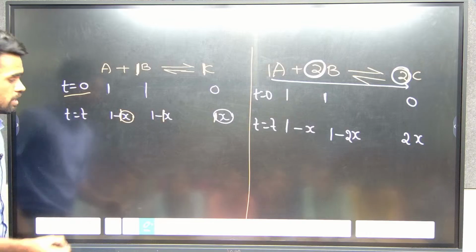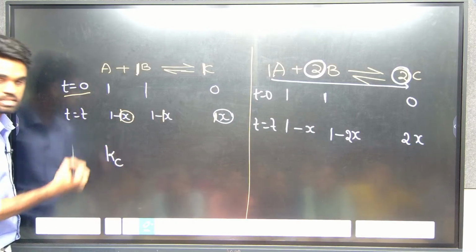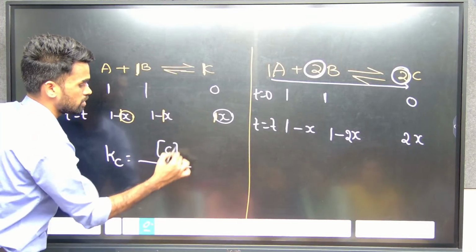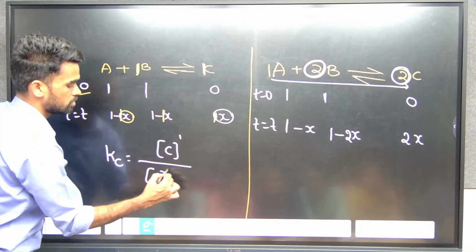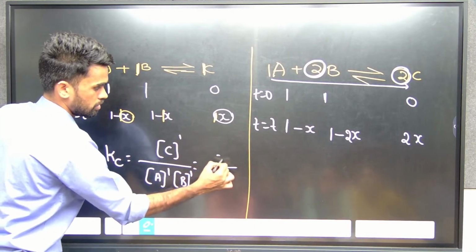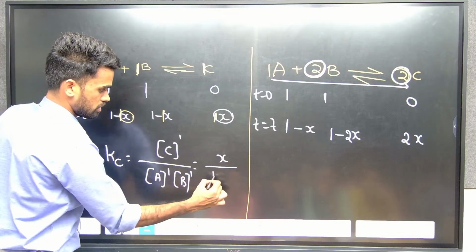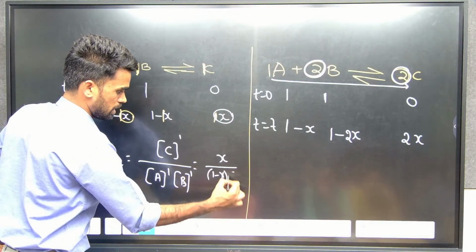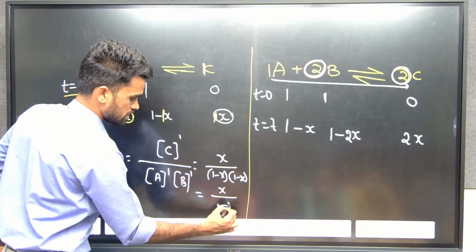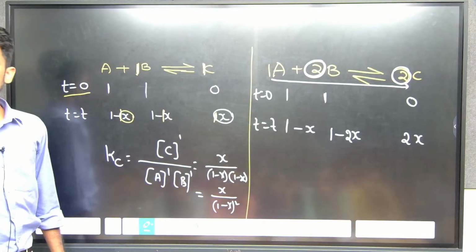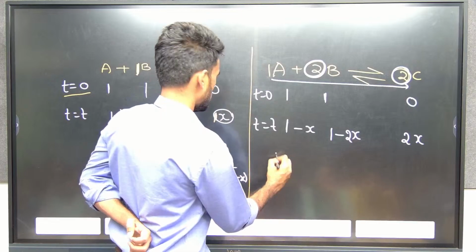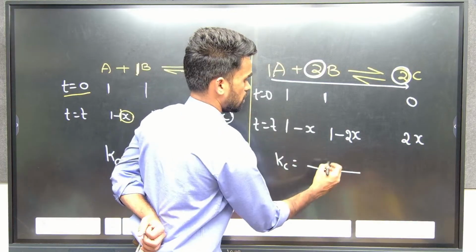Okay, is this clear? Now if I ask you to write the equilibrium constant, Kc, what will we write here? C to the power 1, A to the power 1, B to the power 1. So what is the C value? x. B also 1 minus x. So this one is x by 1 minus x whole square. Okay, is this clear, everyone? This one you tell me, Kc, 2x.